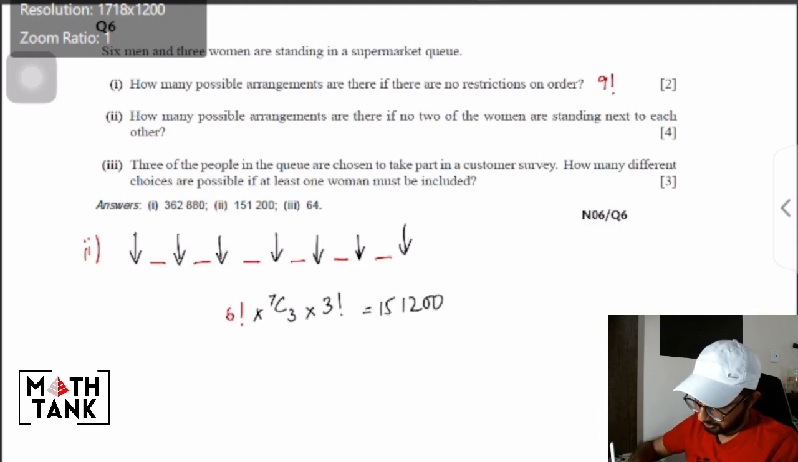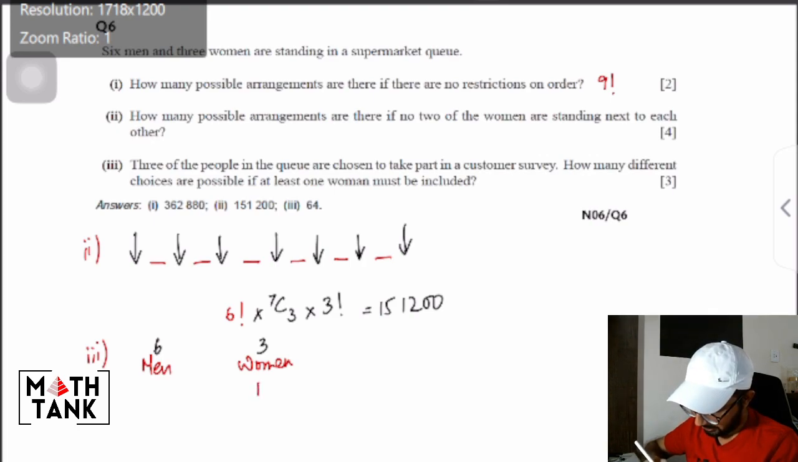That's part 2. So part 3, it says 3 of the people in the queue are chosen to take part in a customer survey. Now I'm choosing the people. How many different choices are there if at least 1 woman must be included? So again, now just a question on combinations rather than permutations. So I'm going to write down the totals up here. I'm going to say 6 and 3. And I'm now going to make out cases, at least 1 woman.